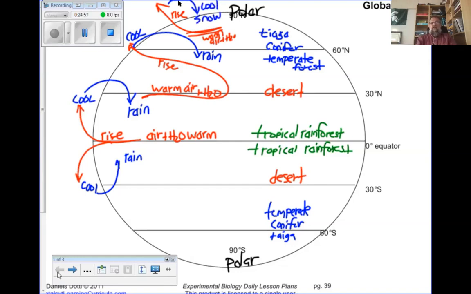And so you see this. What I want you to see is the pattern. We've got this pattern of warm, cool, warm, cool, warm, cool, which leads to a pattern of rise, sink, rise, sink, rise, sink. So the air is warming and rising, the air is cooling and sinking.